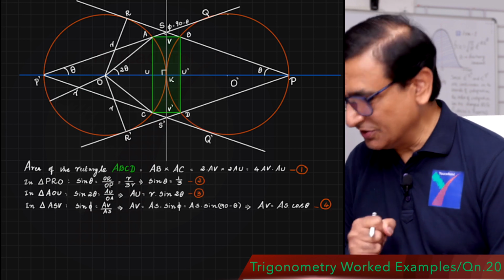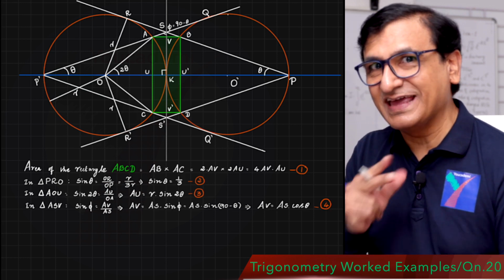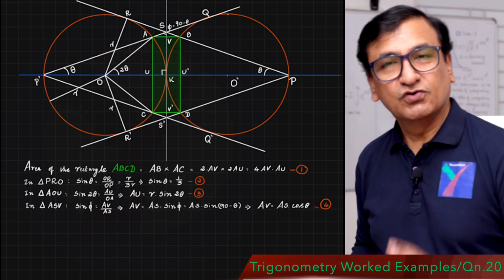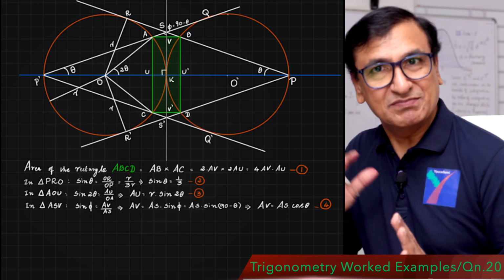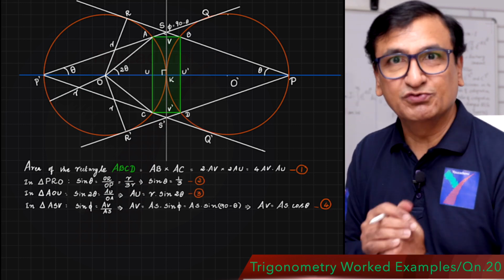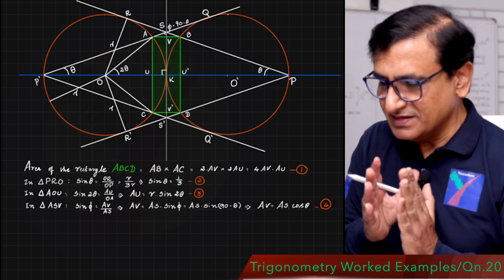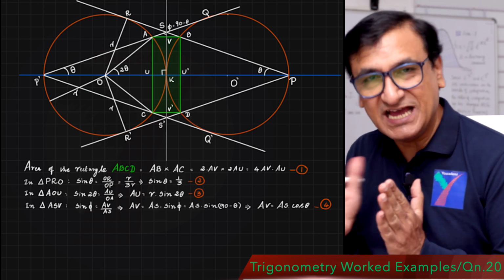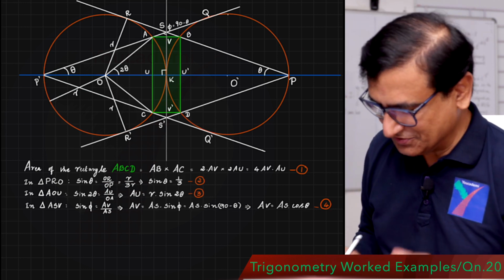Now, the problem is reduced to calculating the length AS. So, in the line P prime S, the length AS would be the difference between the lengths P prime S and P prime A, correct? Let's write like this.